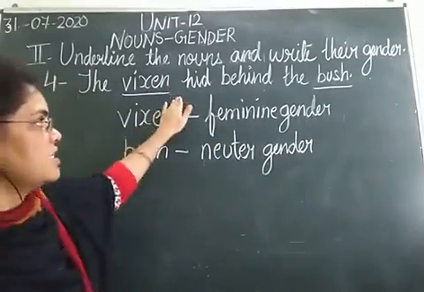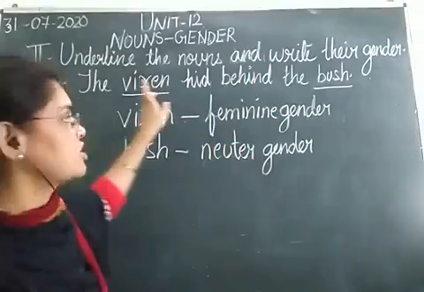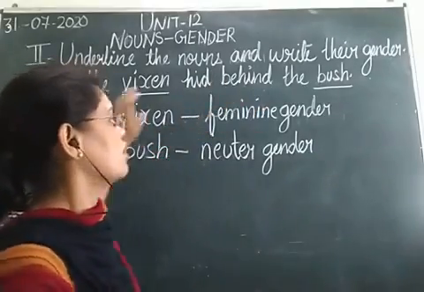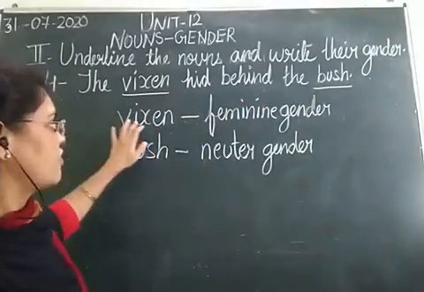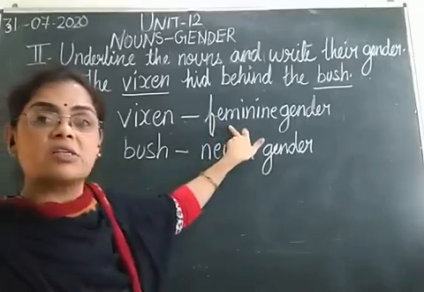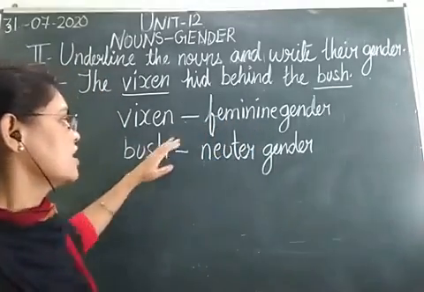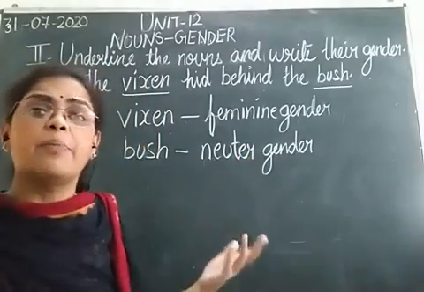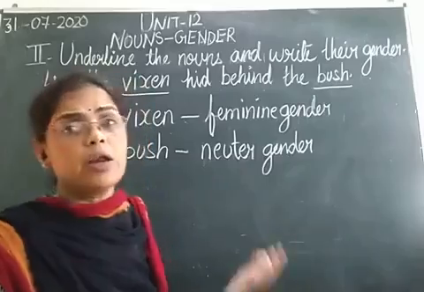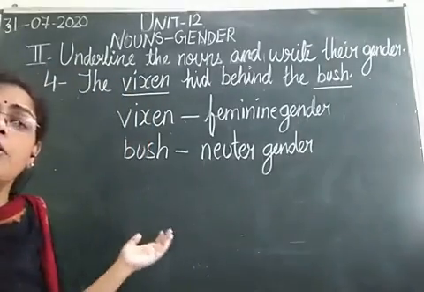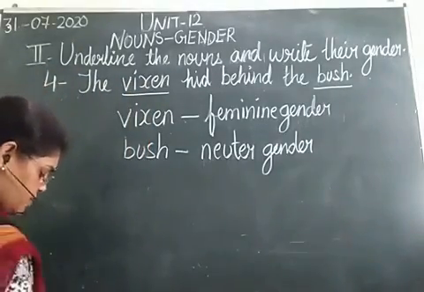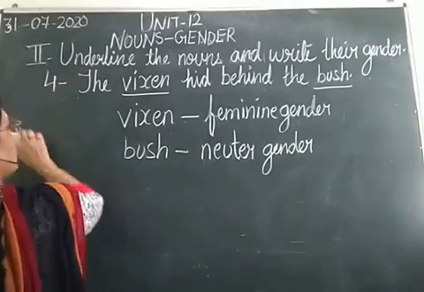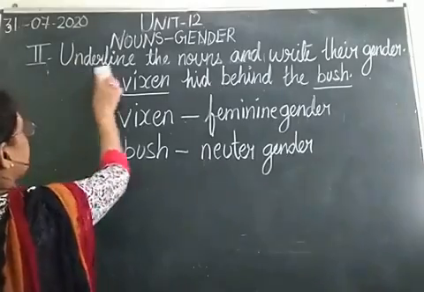The vixen hid behind the bush. First of all, we have to underline the noun. So we have underlined vixen and bush. Now we have to tell the gender. So vixen denotes the female, so it is feminine gender. Whereas the bush denotes the neuter gender. Why? Because it is neither male nor female. I hope all of you have written, students. Please write. Now the fifth one.